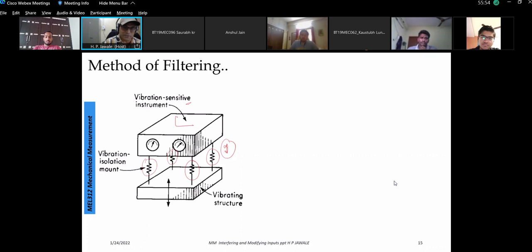Our device is kept here on this table. Instead of putting it directly on the vibrating structure, we put it on some other table which is supported by means of the spring. So this kind of filter is called a mechanical filter, which is going to filter the signals at the input itself. It will not allow the interfering and modifying signal to enter the system at the very first input.